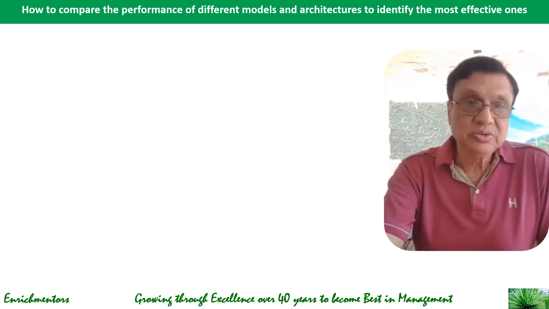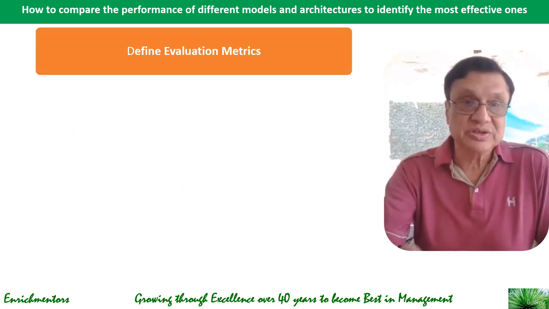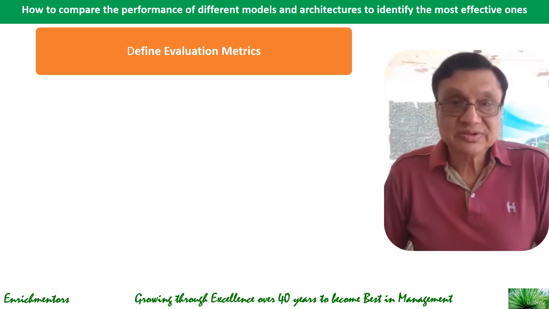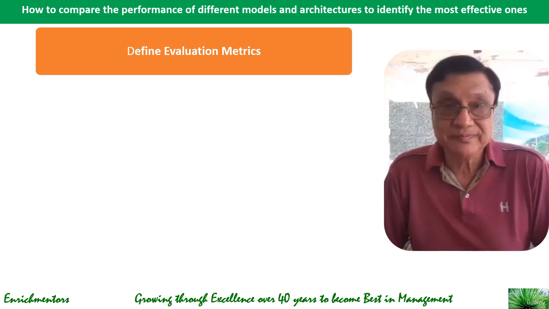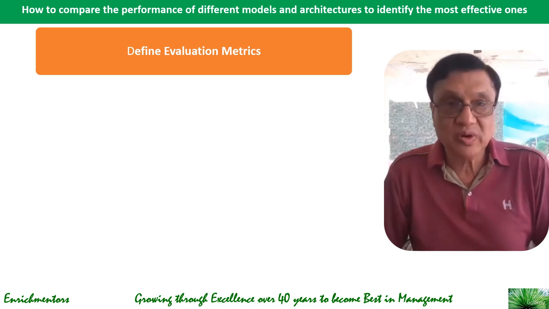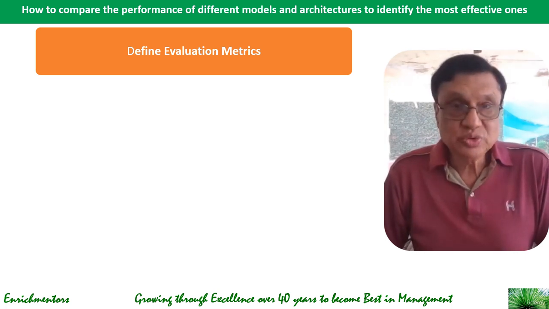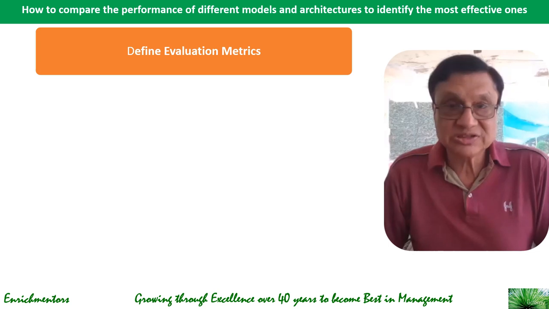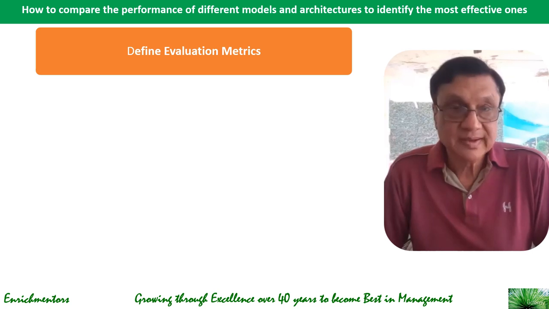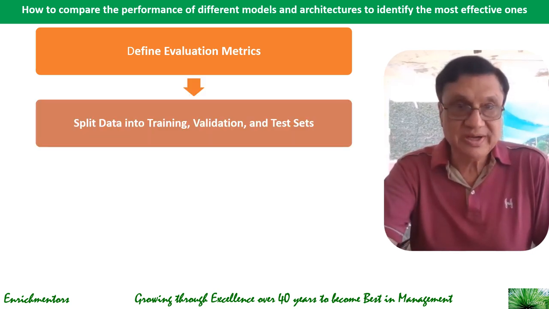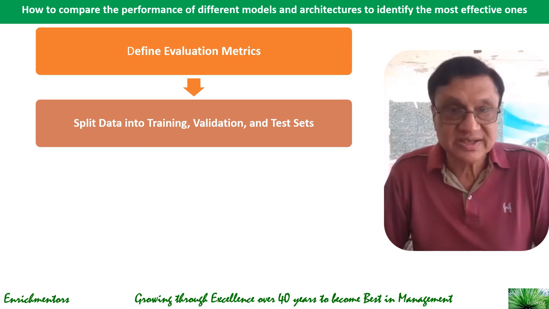So, what you need to do is to start by defining the evaluation metrics. You define those evaluation metrics that reflect the specific goals and the requirements of the problem. For example, accuracy, precision, recall, F1 score for classification tasks, or mean squared error or R squared for regression tasks. Then you choose the evaluation metrics that capture the aspects of model performance that are most important for your application, right? Then what you do is you split the data into training, validation, and test sets.